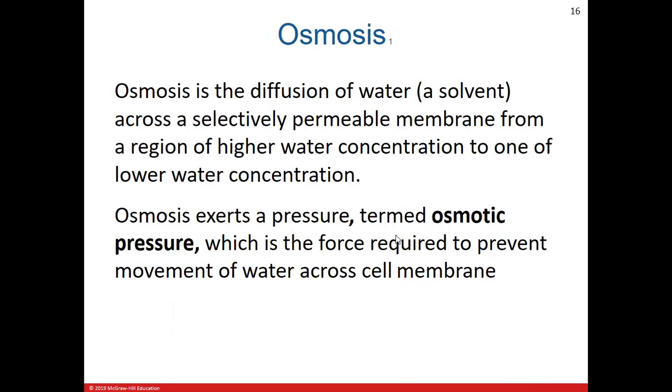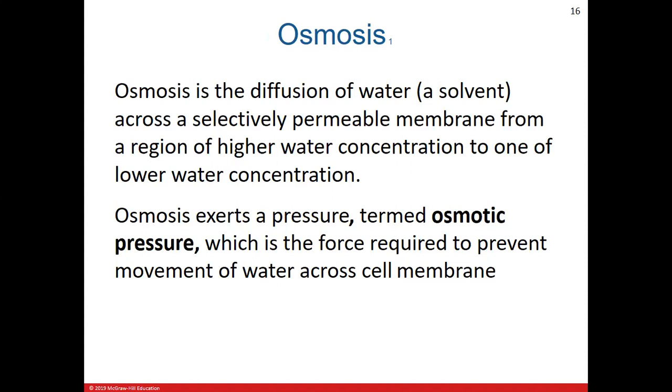Now we come to osmosis. This is a special example of diffusion. Most everybody realizes what osmosis is. This is the diffusion or the movement of water. And of course, again, that's going across the selectively permeable membrane. And it is diffusion of water, so that same definition applies. It goes from an area where you have a higher water concentration to an area where you have a lower water concentration.